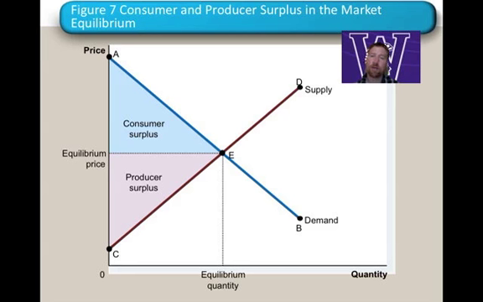That gives them a lot of consumer surplus. Same thing with producer surplus. Someone's willing to sell it pretty cheap at letter C there, but yet they get the equilibrium price for it. So that is a lot of producer surplus for them.